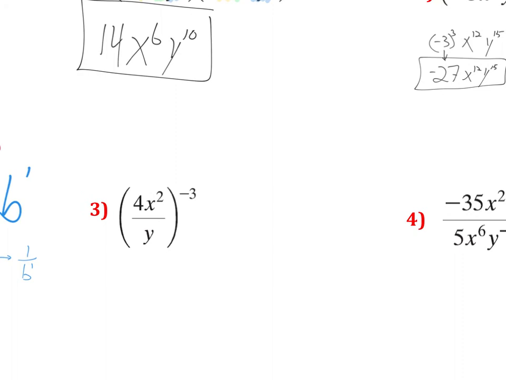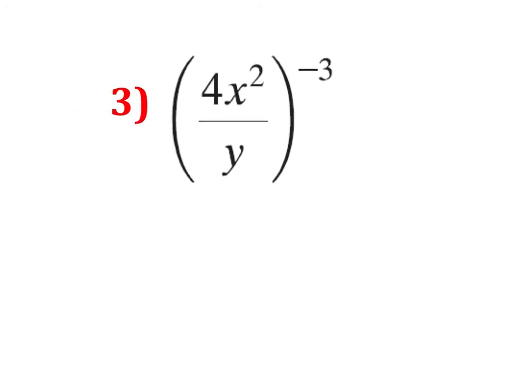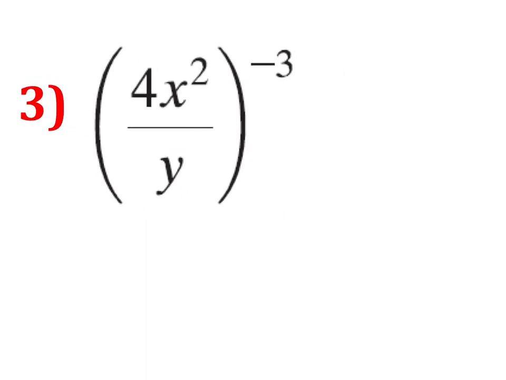Number 3, there are 2 ways you can do this. All right, so I'm going to do each way, and I'll let you kind of choose which one you like better. Which one do you like better? Method number 1, we can go through, pretend there's a 1 on that 4 and a 1 on the y there, and we can distribute this exponent of negative 3 to everything inside. Okay, so that would be 4 to the negative third, x to the negative sixth, all over y to the negative third.